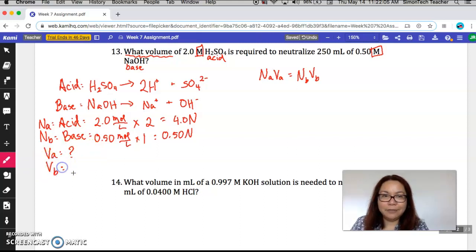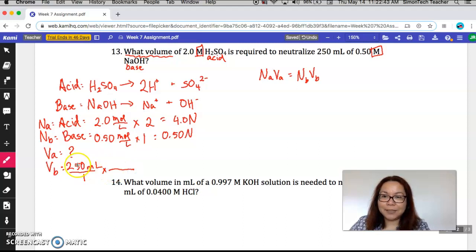But you are given the volume of the base here, 250 milliliters of NaOH, sodium hydroxide. So our duty is to neutralize this basic solution by adding acid. So we are given 250 milliliters. And remember, everything here is in liters, so you're going to have to convert this milliliters into liters. So follow along and see if this is review for you, if you remember how to do this. Convert the 250 milliliters, so it's going to be over 1. We always do that when we do our conversions.